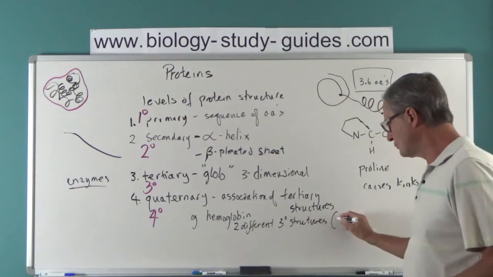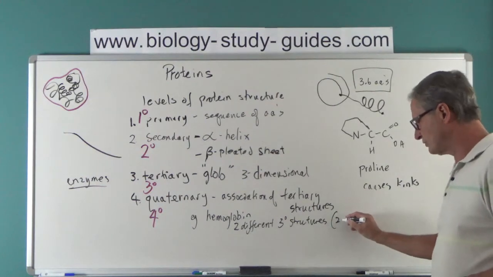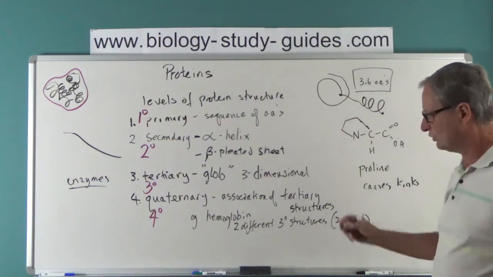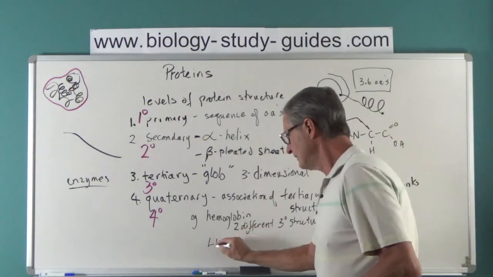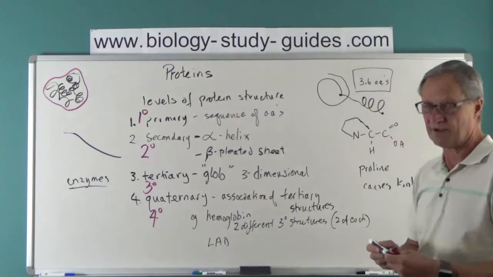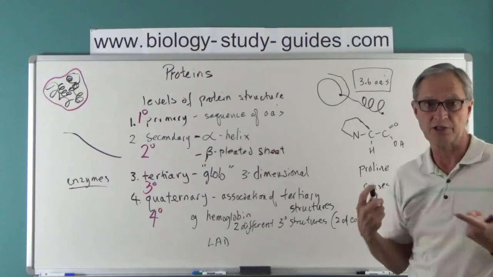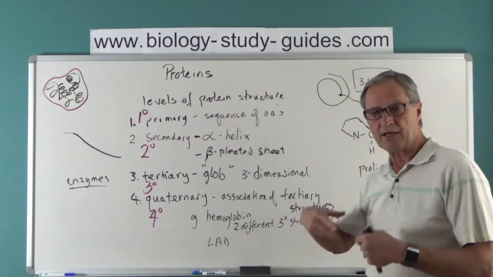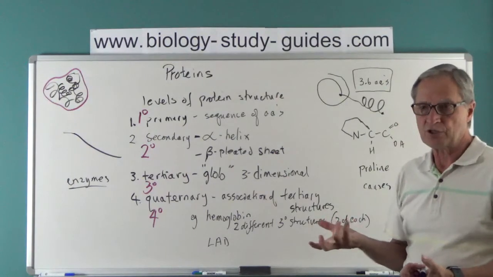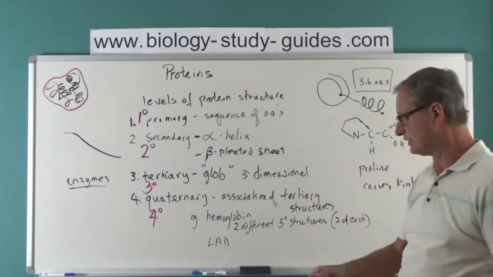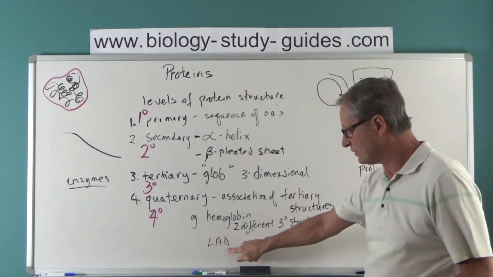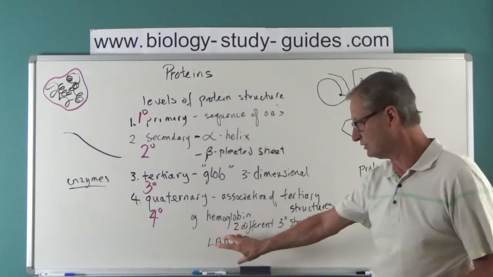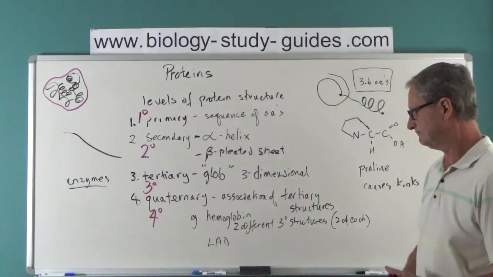So it's got 2 alpha ones and 2 beta ones, so it's 2 of each, a total of 4. Another one is LAD. Now you probably haven't heard of LAD, but I can tell you what it is, and you will have heard of that. Lactic acid dehydrogenase. Lactic acid is that acid that builds up in muscle tissue that causes sore and stiff muscles if you overexerted yourself for a period of time. Lactic acid dehydrogenase, it's an enzyme. It has 4 different components to it, 4 different tertiary structures.